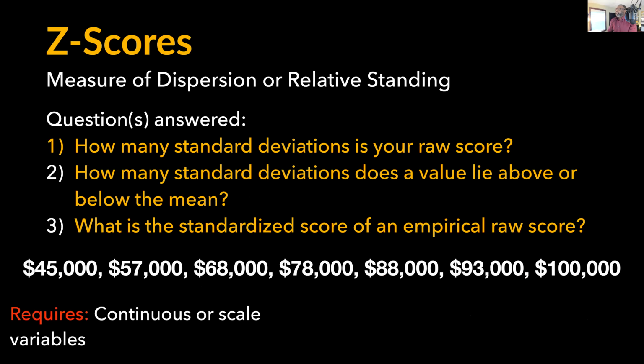Okay. So how many standard deviations is your raw score? How many standard deviations does a value lie above or below the mean? What is the standardized score of an empirical raw score? So instead of saying the standard deviation of whatever this data set is, say $5,000, we're going to say the raw score of 68,000 happens to be this number of standard deviations above or below the mean. And I'm going to show you how to do that today.